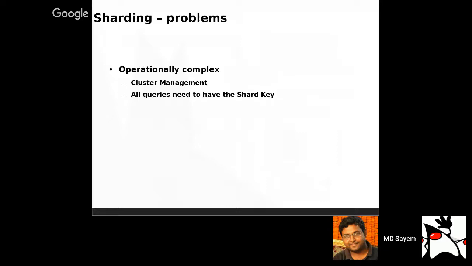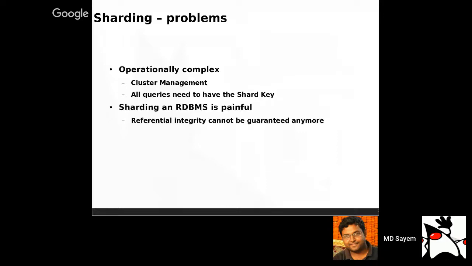On top of that, all queries now need to have the shard key. If we don't have the shard key, we cannot do anything. Sharding in a relational database system is painful. It's really painful because our traditional database systems were not built for this type of replication or sharding process. That's one of the main reasons why NoSQL databases came to be. They are far easier to shard or to replicate than our traditional relational database systems.